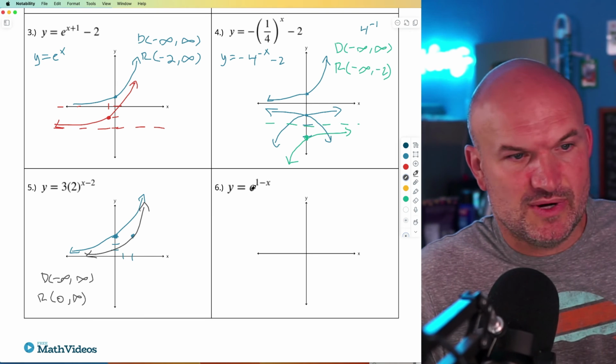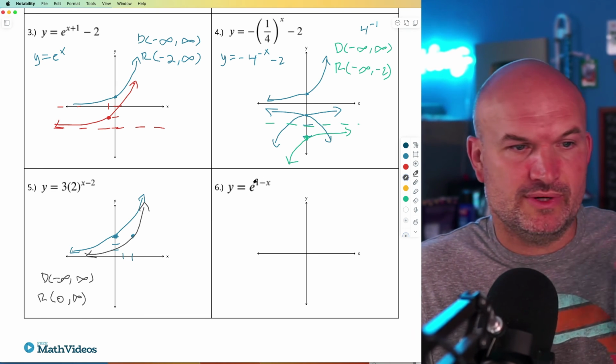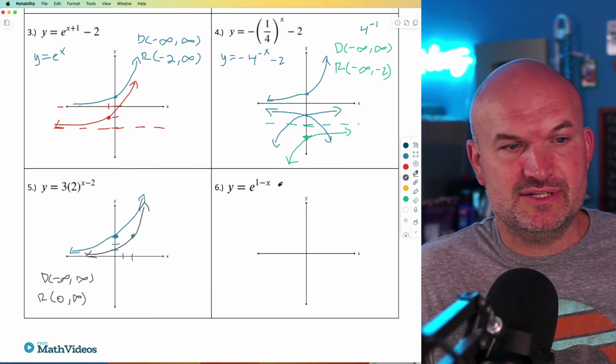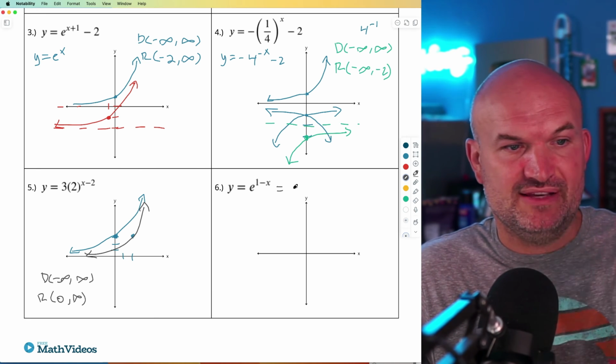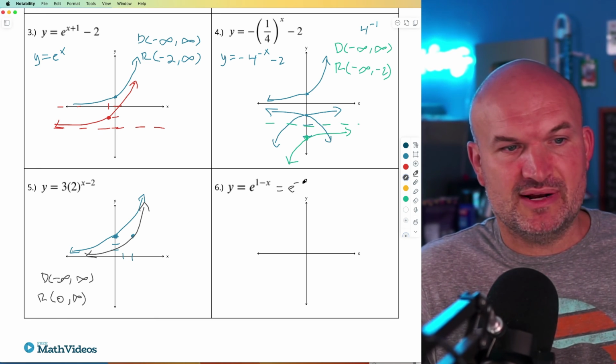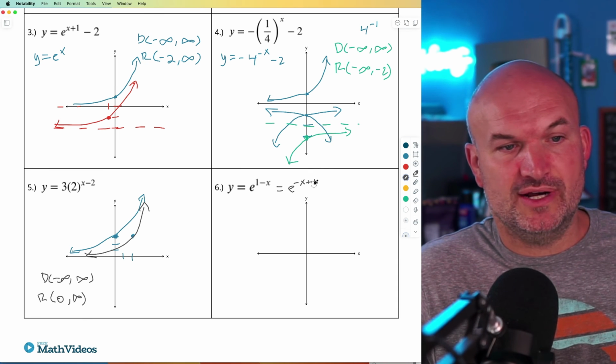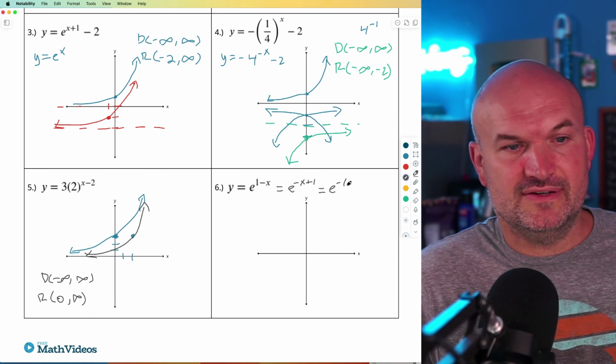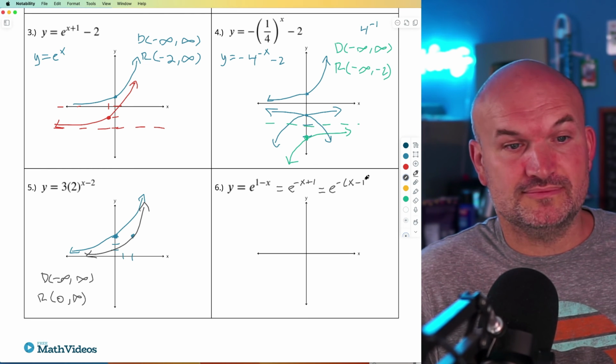All right, last one. And in this case, it's always important when you're dealing with any kind of transformations on the inside that we want to be able to rewrite this with a b factored out. So in this case, what I'm going to do is rewrite this as -x + 1, and then I'm going to factor out the negative. So therefore, that's going to be e to the negative times an x minus 1.